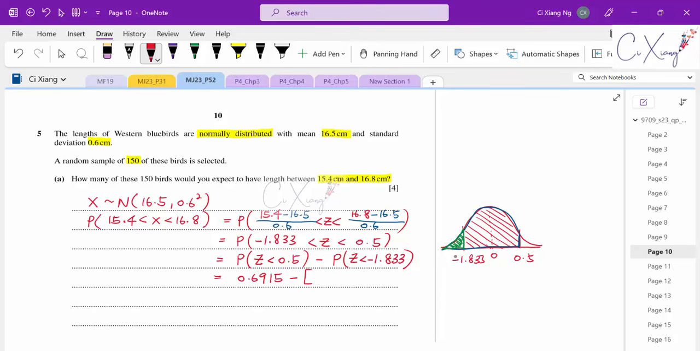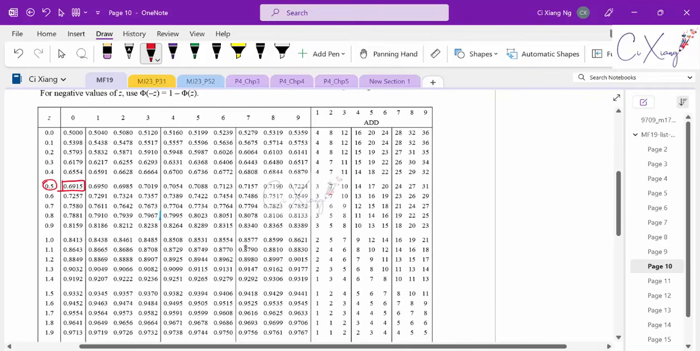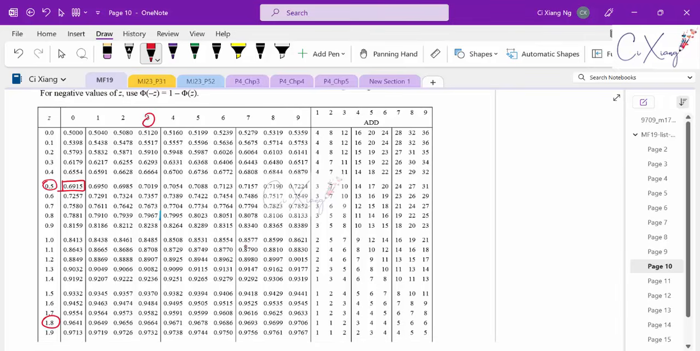okay, for negative 1.833. So to find out this small area here, you need to take 1 minus z smaller than 1.833. So again, I go back to the table. I am looking for 1.833. So I'm having 1.83, where the value given here is this one. And then I need to add some number at the back, which is a 3 also.